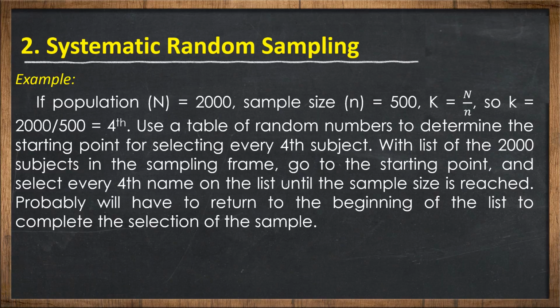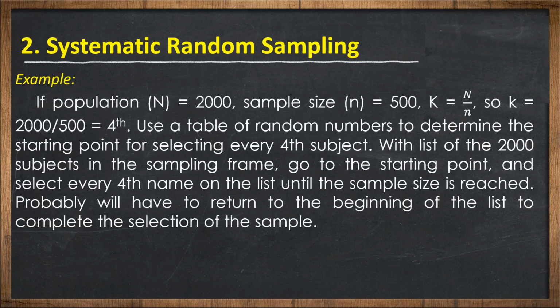So, in a population, N is equal to 2,000. Sample size, for example, is 500. So, K is equal to 2,000 over 500, which is equal to 4. So, use a table of random numbers to determine the starting point of selecting every fourth subject.